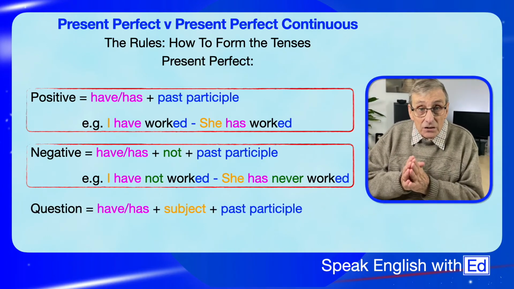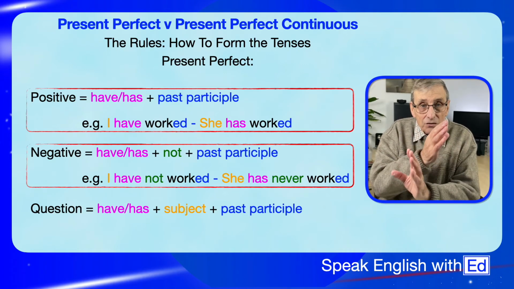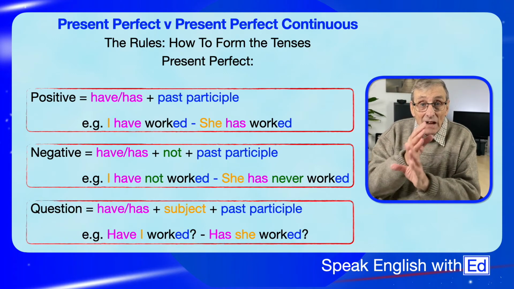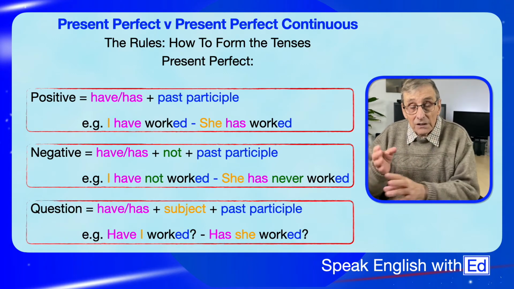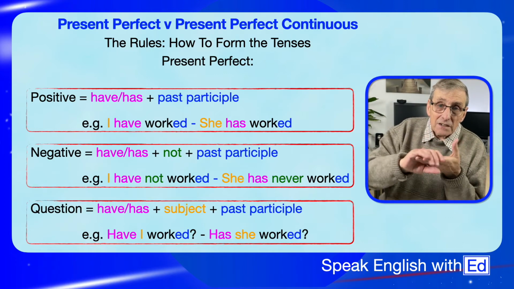So to make a question, you've got to change around the verb and the subject. So the verb is to come first and the subject comes later. So have I worked? Has she worked? And that's how you form the present perfect tense.